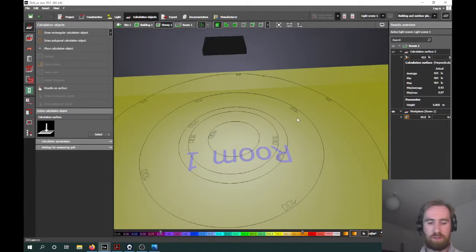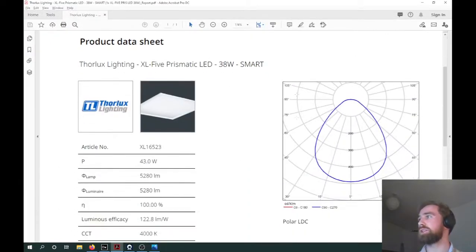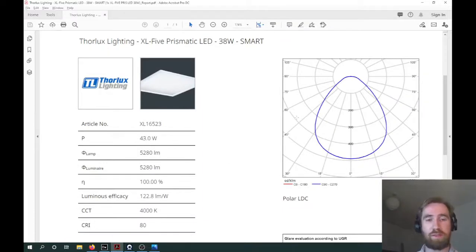What's also interesting about using Dialux for this is that we can pull up manufacturer specific data sheets on the different light fittings. So on the screen at the moment, I've got a product data sheet that shows the polar diagram for this light fitting, the one I just showed you in Dialux. Along the side here, we have the lumen output of the lamp. And we've also got the lumen efficacy. So if we had the electrical power of the lamp, we could use that to get the lumen output either.